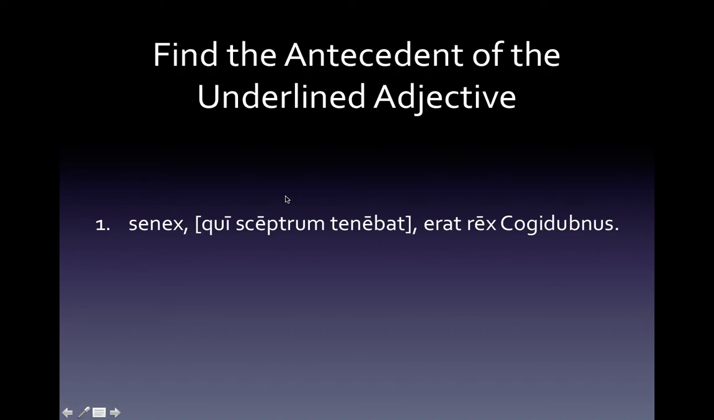Now we can go through and label everything. Senex is nominative, therefore it's our subject. Qui, according to our charts, is also nominative. This is the subject of the relative clause. Its antecedent, the person that it's referring to, is senex. Both of these are masculine and nominative. They also happen to be singular. Okay, sceptrum is our direct object because it's accusative. Tenebat is our verb. Erat is a linking verb. Rex Cogidubinus, both of these words are subject complements. They're both nominative. So this would read, the old man who was holding the scepter was King Cogidubinus.